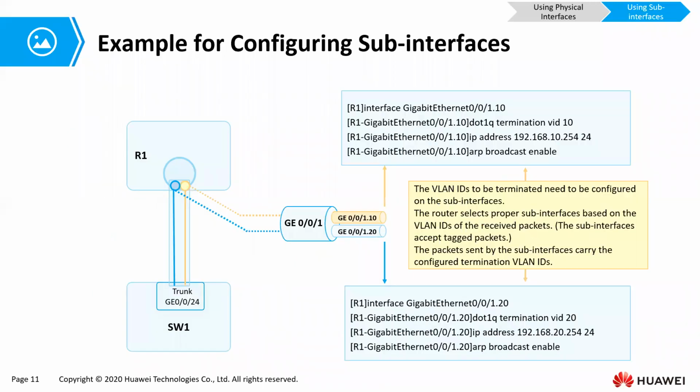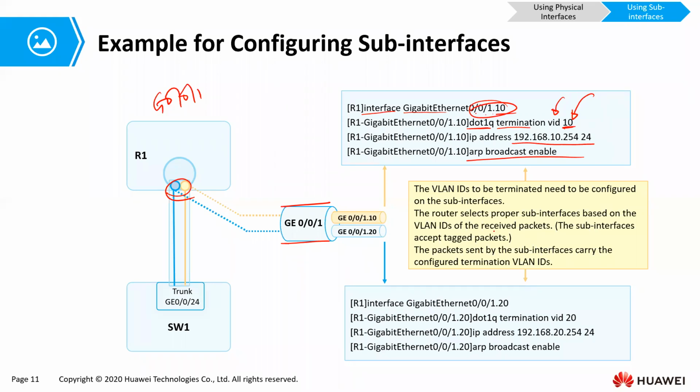This is an example of configuring the sub-interfaces. We have this one interface on router 1, gigabit Ethernet 0/0/1. We get hold of this interface and say, interface gigabit Ethernet 0/0/1.10. Then we say, please enable dot1q termination for VLAN 10. That means it's going to be encapsulating and decapsulating VLAN 10. For the sub-interface, we give it an IP address and we enable ARP broadcast.